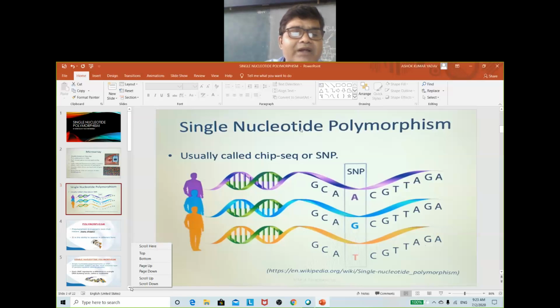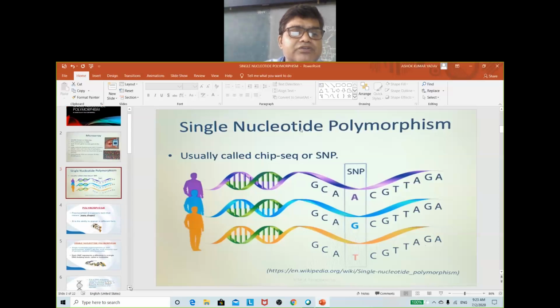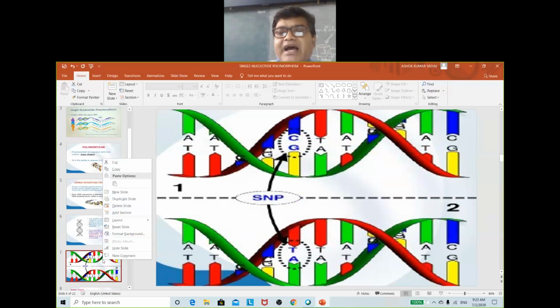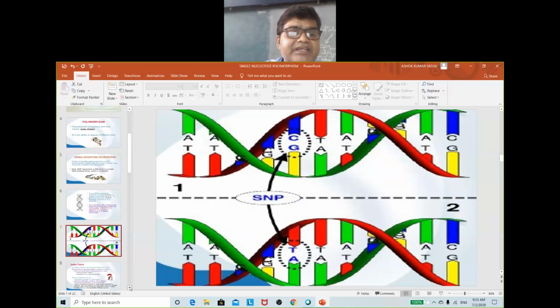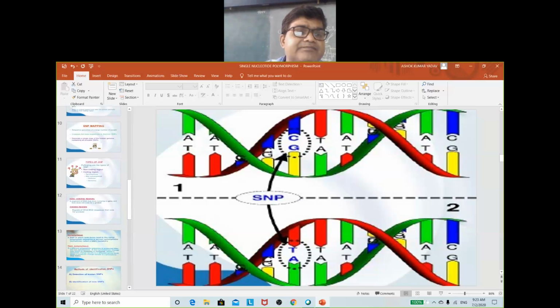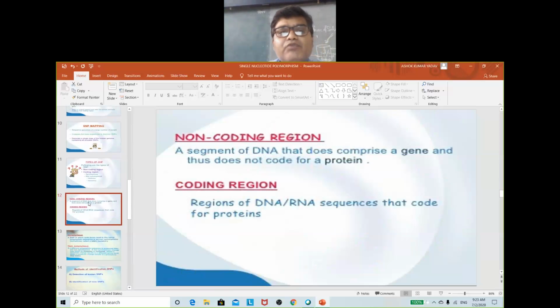Now come to the different types of SNP. You have understood what SNP is, just one nucleotide difference. Now come to the types of SNP. Generally SNP occurs in both regions, the non-coding region and the coding region of the gene. Now what do you mean by coding region? It means the gene that codes for mRNA and then further for protein. So that is the meaning of the coding region.